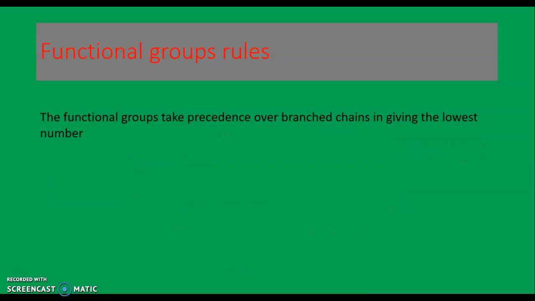Functional groups take precedence over branched chains. So take 3-methyl-but-1-ene. So carbons 1, 2, 3, 4. If that's the compound, then how would I name it? So I've got 3-methyl, so 1, 2, and I've got 1, 2, 3, 4. So that's the compound.